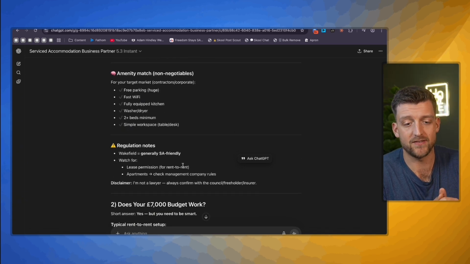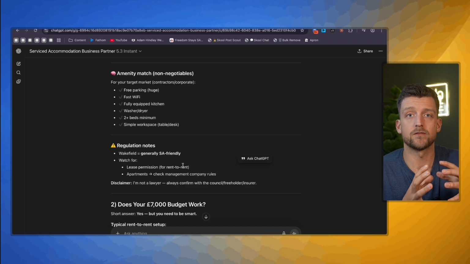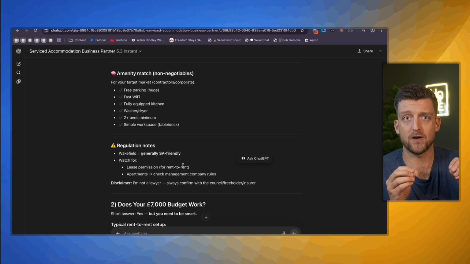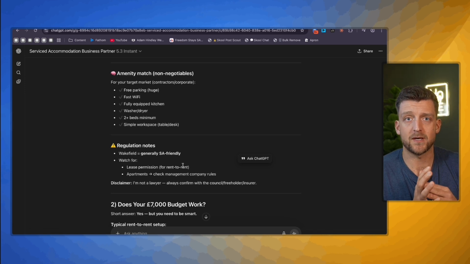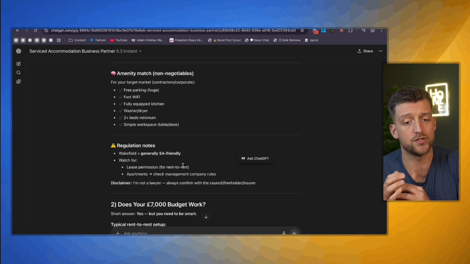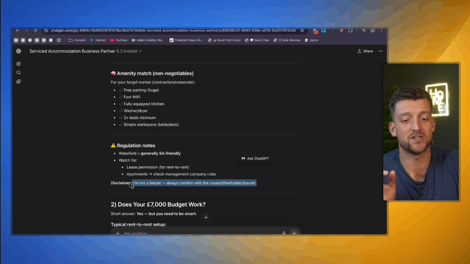It'll do a bit of a deep dive into the idea of, okay, well, if you're in London and you're looking at investing around there, there's going to be the 90-day rule. If you're in Scotland, there's going to be other restrictions about selective licensing for serviced accommodation and stuff as well. So it's looking at that, but I love the disclaimer that it's not a lawyer.